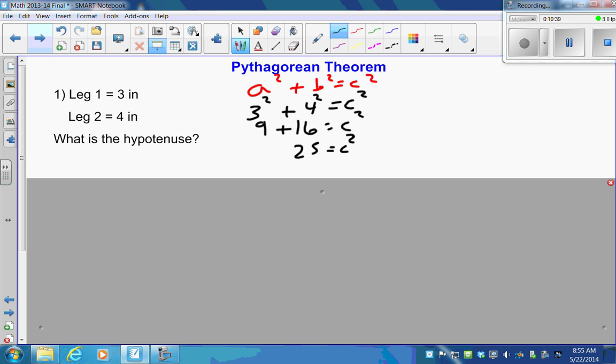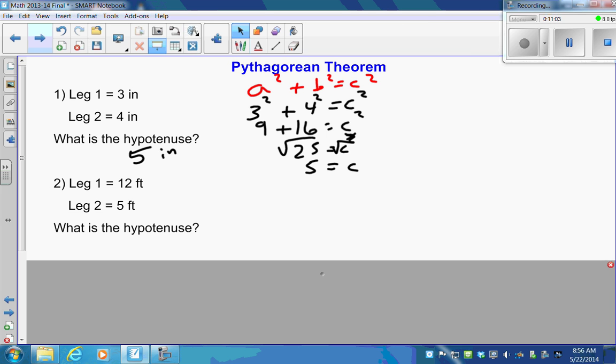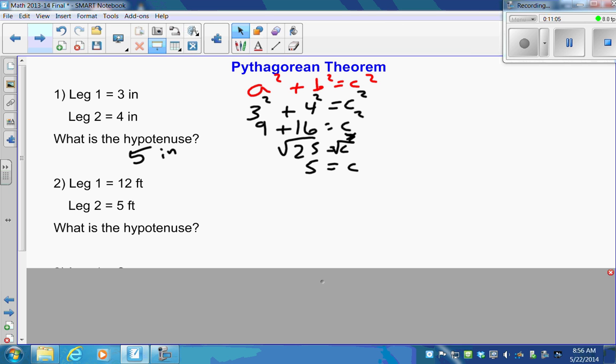Now, I have to get the C by itself. So the opposite of squared is square root. Square root, I just got rid of that squared. I have C by itself. I have 5. My hypotenuse is 5. And don't let the teacher give you points off for not labeling. So my hypotenuse is 5 inches. That is how long my hypotenuse is. Next problem is a very similar type problem. On your scratch sheet of paper, please do this. Go.